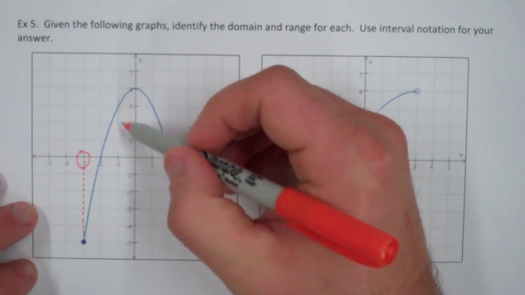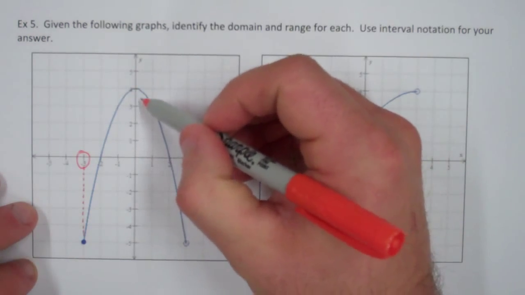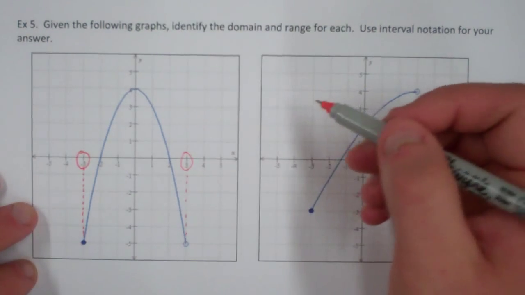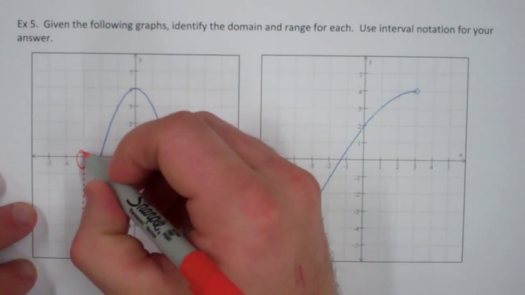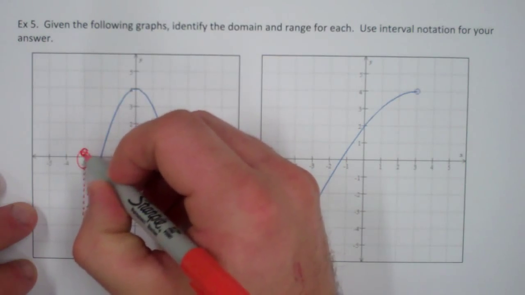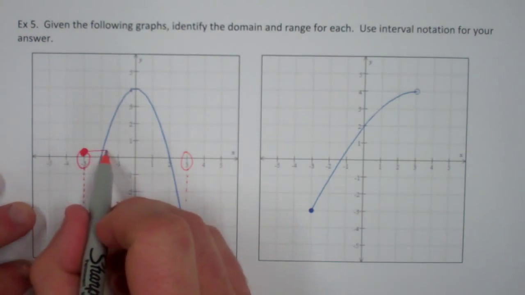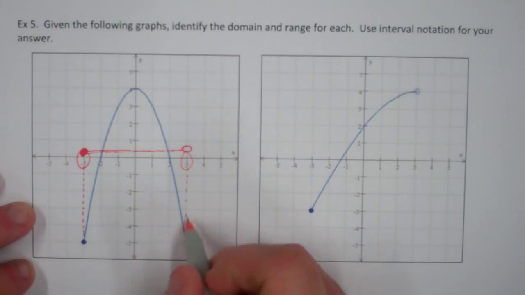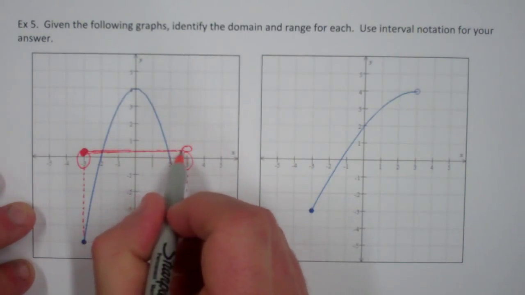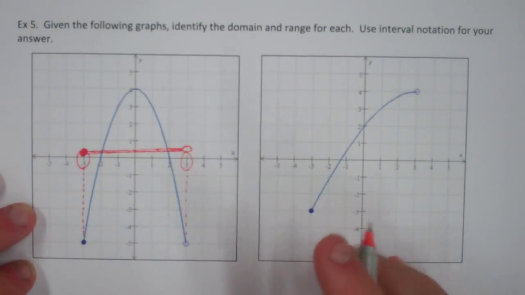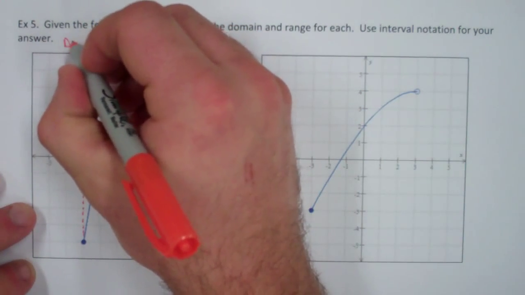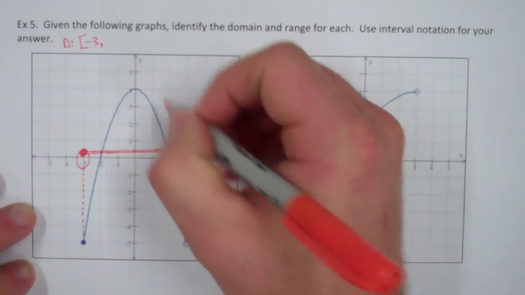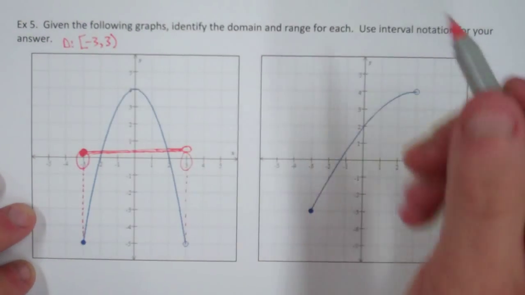So -1 has an output, 0 has an output, all the values in here have outputs, all the way to this piece right here. So we know this is going to be filled in. All these values are possible. And we'll have an open circle here because 3, the function is not actually defined at 3. So there's our domain. So we'll write D for domain here. It is including -3 up to but not including 3.